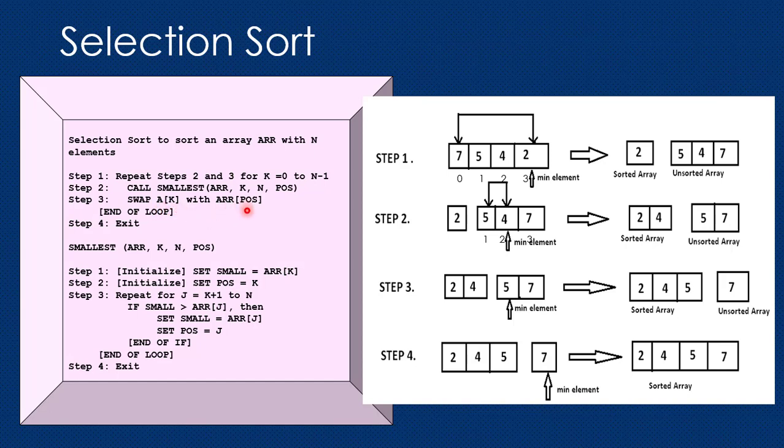Okay, so now what this function does is swap A of k with array of position. Array of position is what? 2. Position is actually 3. So we are going to swap the element at array of position, 2, with A of k. K is initially 0. So we are going to swap the element at 2 and the 7 at the first position. So that's what happened here.